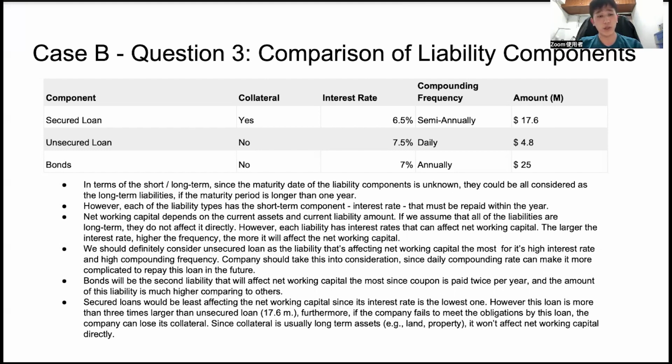However, this loan is more than 3 times larger than the unsecured loan, which is around 17.6 million. Furthermore, if the company fails to meet the obligation of this loan, the company can lose its collateral. Since collateral is usually long-term assets like land and property, it won't affect net working capital directly.